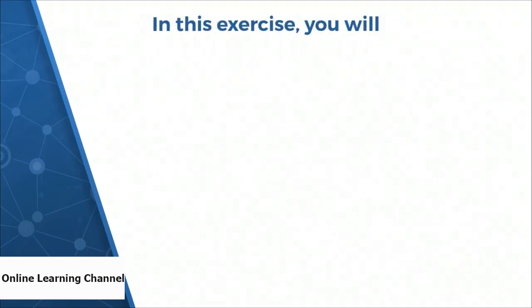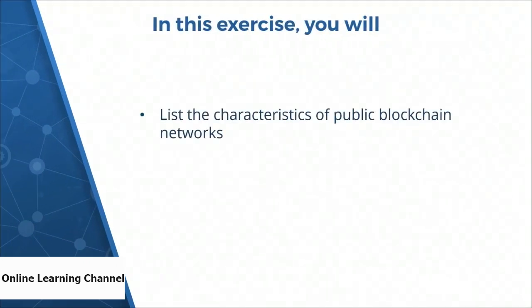In this exercise, you will list down the characteristics of public blockchain networks. The different Hyperledger frameworks are all implemented as private blockchain networks, and this is because there are several properties of public networks which don't make them ideally suited for use by enterprises. You will need to identify those not so ideal properties of these public blockchain networks.